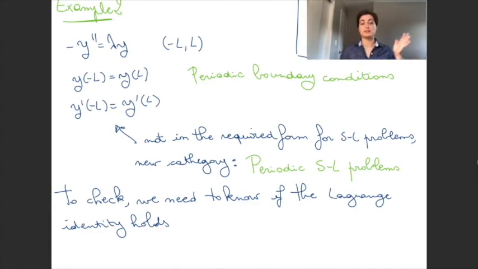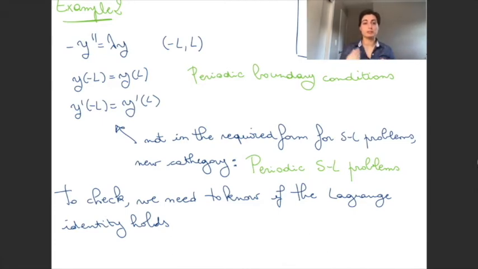This is minus y second equals lambda y. That is the same structure as before, but now we have introduced new boundary conditions. Well, we also introduce a new interval. We go from minus L to plus L, and we say that the value of y at minus L is equal to the value of y at L, and the same goes for the first derivative. So, in some senses, we're pasting the interval minus L, L back together at the back.